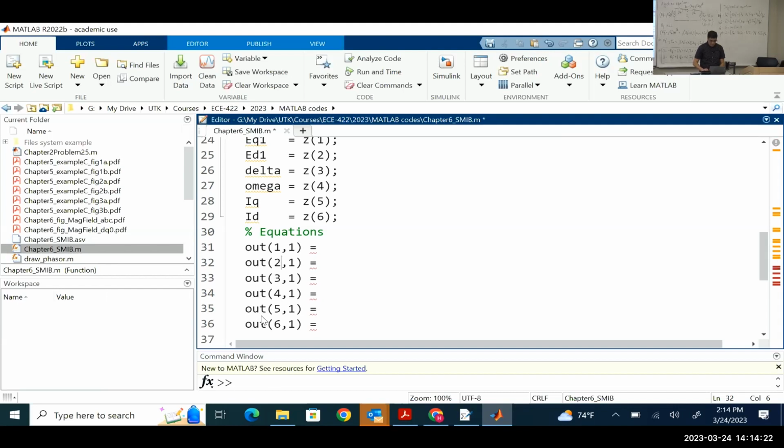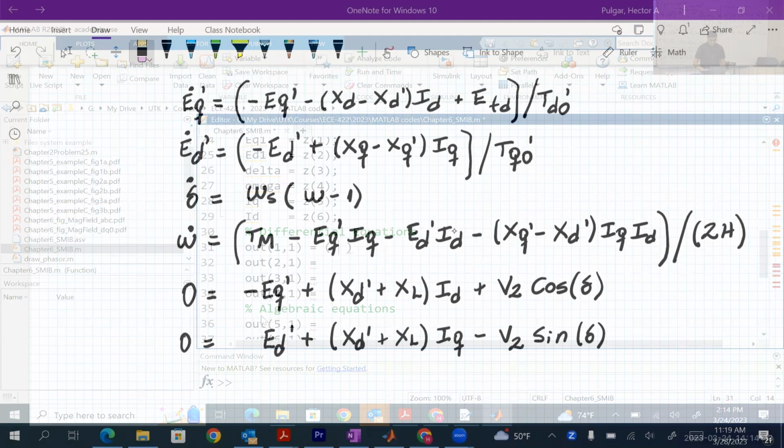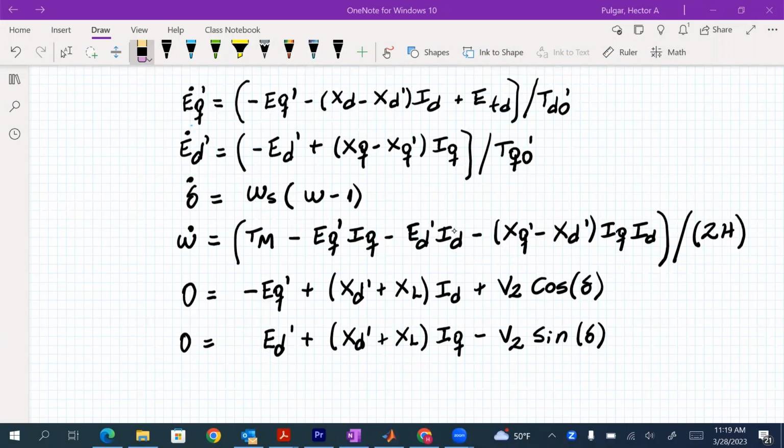And we need to write down all the equations right here, so I can be more specific. This is going to be the differential equations, and these are going to be algebraic equations. The first one. Here we have the set of differential and algebraic equations.